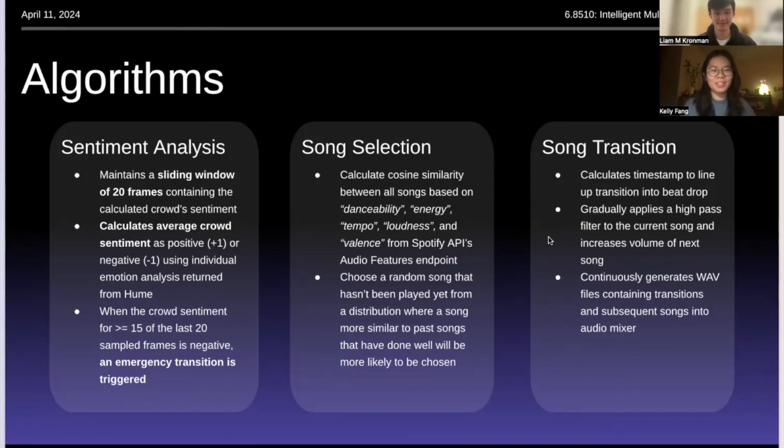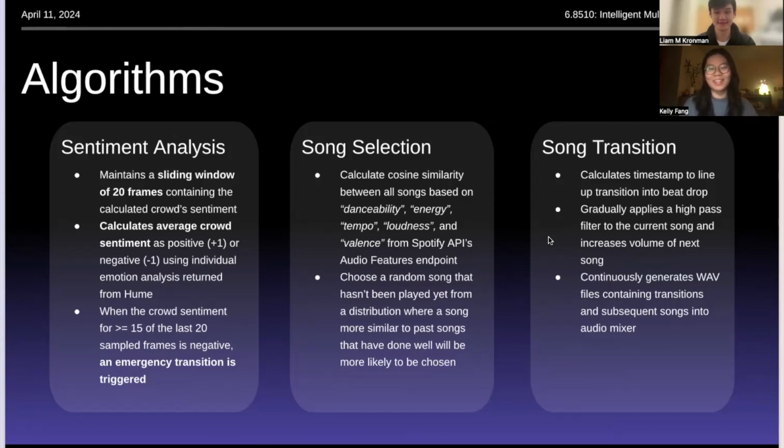So going into how we decided which song should be played next, we first calculated the similarity between all songs based on 5 features: danceability, energy, tempo, loudness, and valence, which is all information we got from Spotify API's audio features endpoint. Then we chose a random song based on similar songs in the past that have done well.